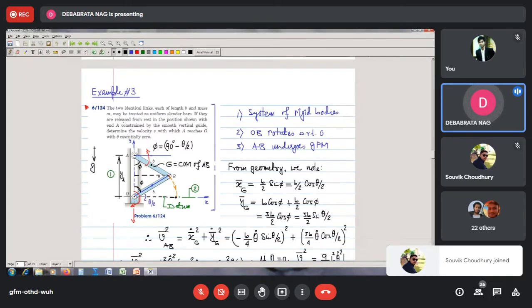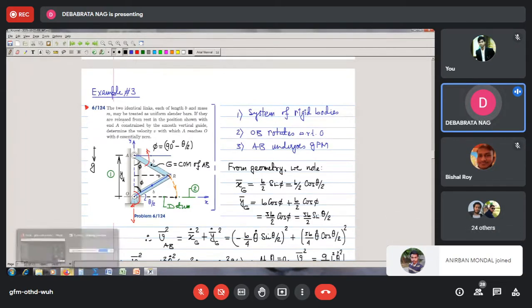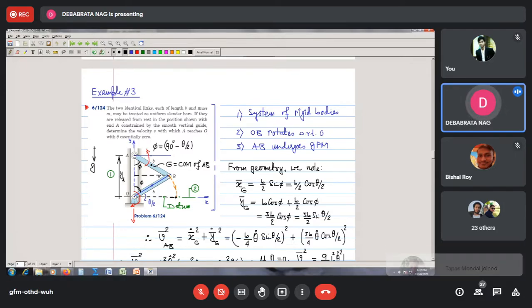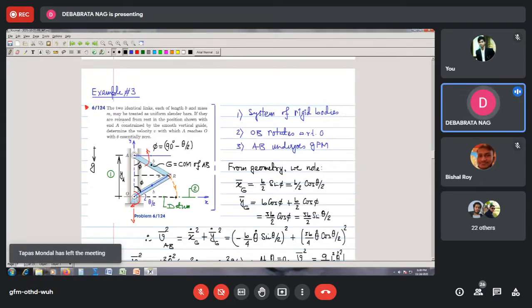So kinematically speaking, we see that this link OB is able to rotate with respect to point O, so it is undergoing pure rotation, and this is the link AB, which is under motion, because one end of this link, the end point B, is undergoing a circular motion, and the end point A is undergoing rectilinear motion along a line. So therefore, this member will be undergoing a general plane motion.